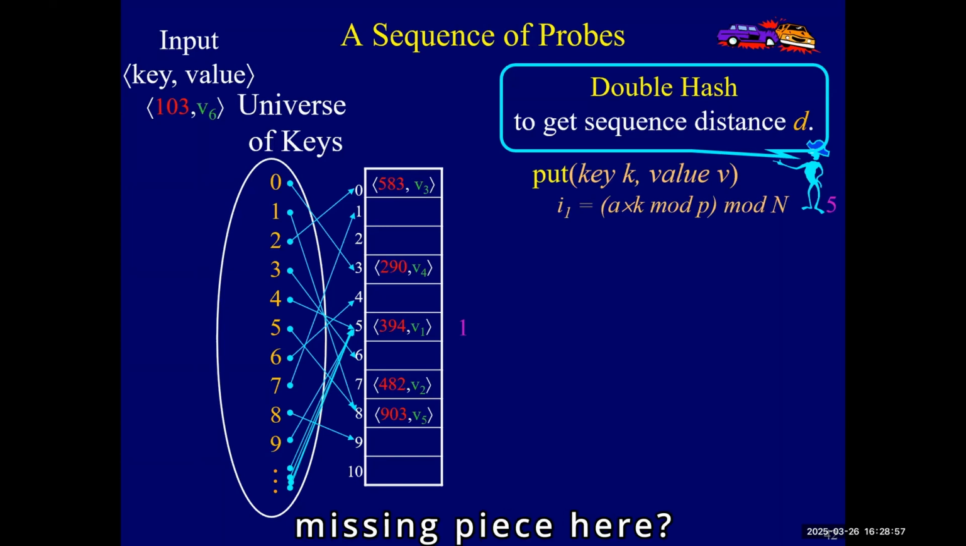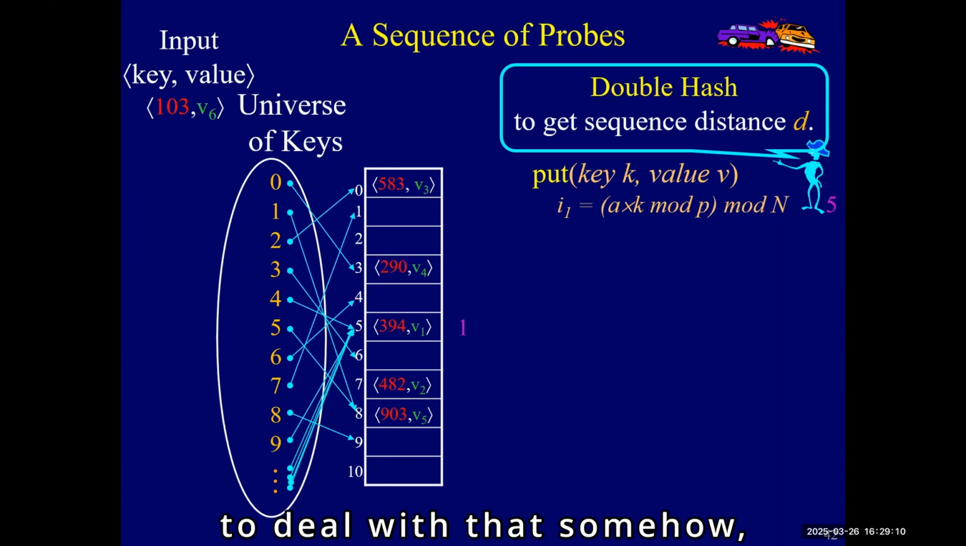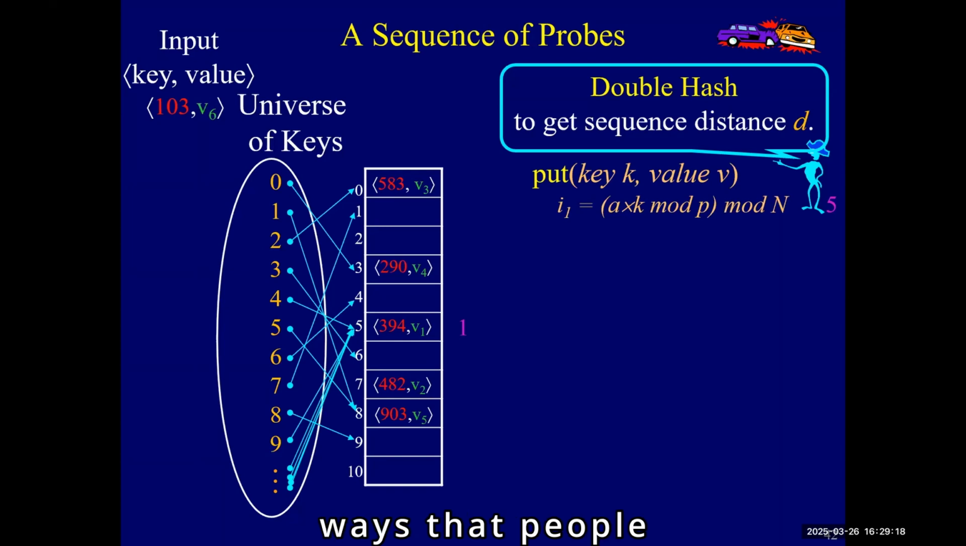what's the big missing piece here? Collisions, right? Because you could have 2 keys that go to the same cell. And then you have to deal with that somehow, right? And you could probably study your entire life on ways that people have dealt with that, right? So we're certainly not going to cover them all.